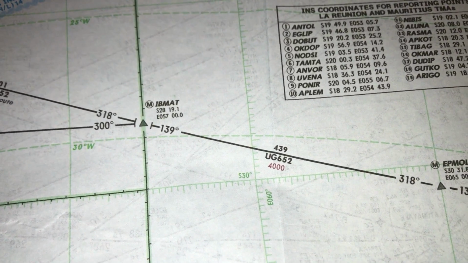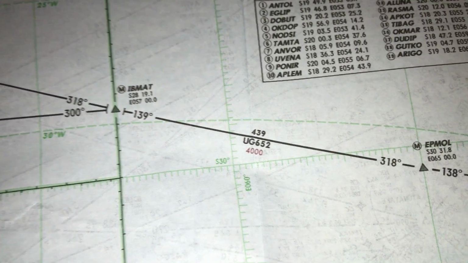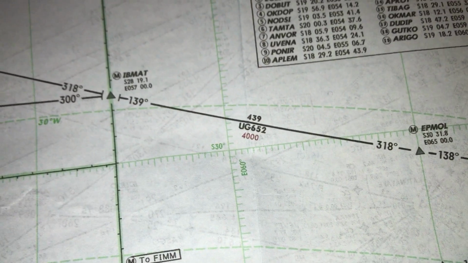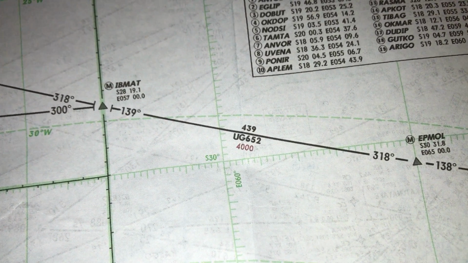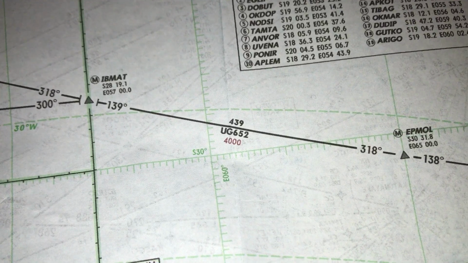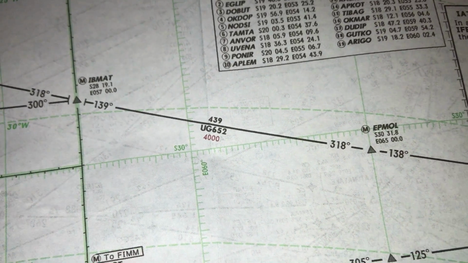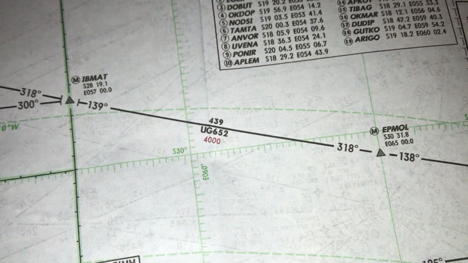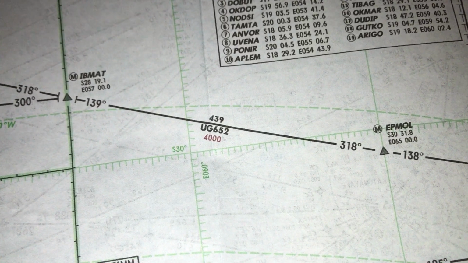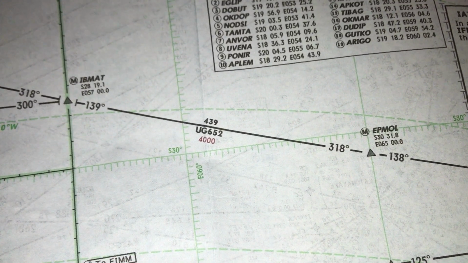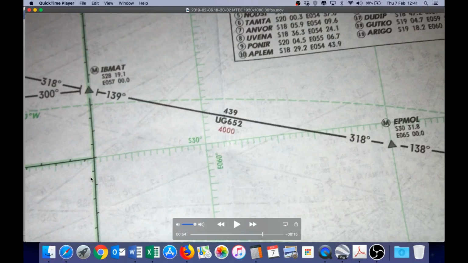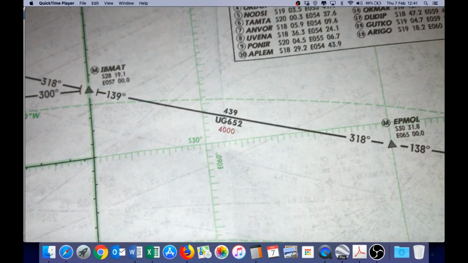We've got IBMAT and EPMOL. So let's have a look at what the chart is telling us as a distance, 439 nautical miles. Let's now plug those locations into the distance calculator and see what answer it gives us. So here we have the Jeppesen chart with the two waypoints showing a distance of 439 nautical miles between them.